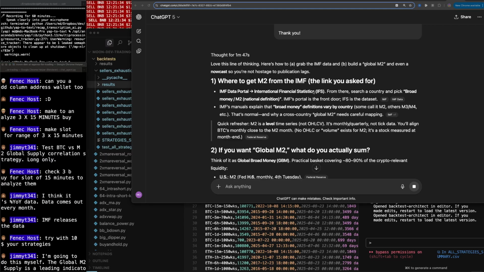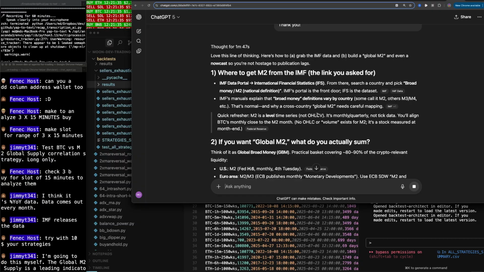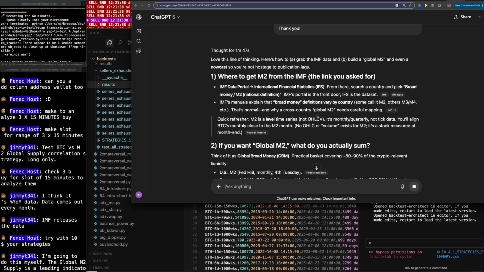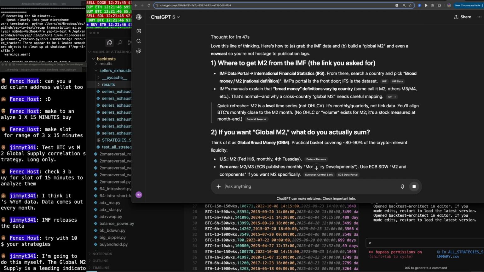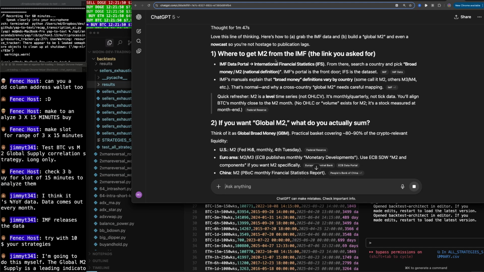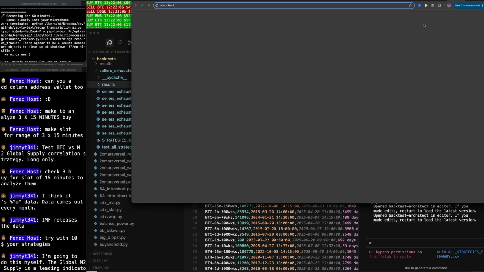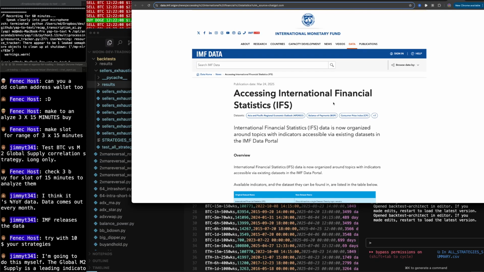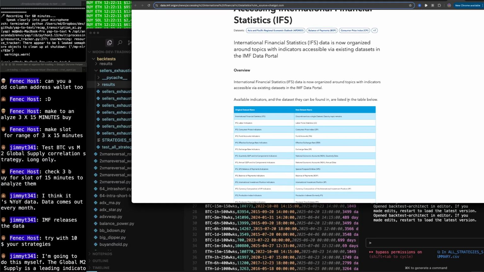Jimmy T got this one. Love this line of thinking. Here's how to: A, grab the IMF data, and B, build a global M2, and even a nowcast, so you're not hostage to publication lags. Where to get the M2 from the IMF? The link you asked for: IMF data portal, international finance. From there, search a country and pick broad money M2 national definition. IMF's portal is the front door.